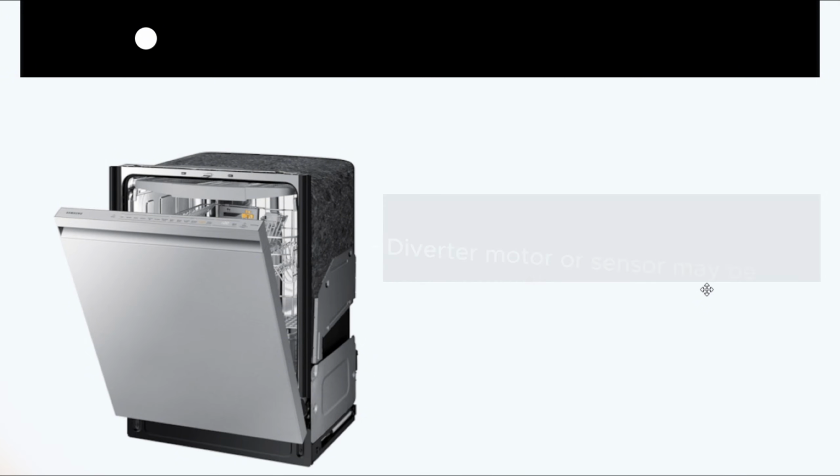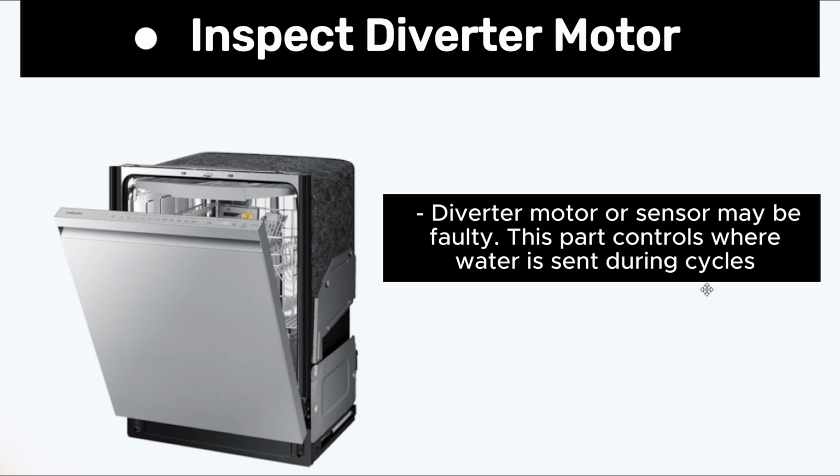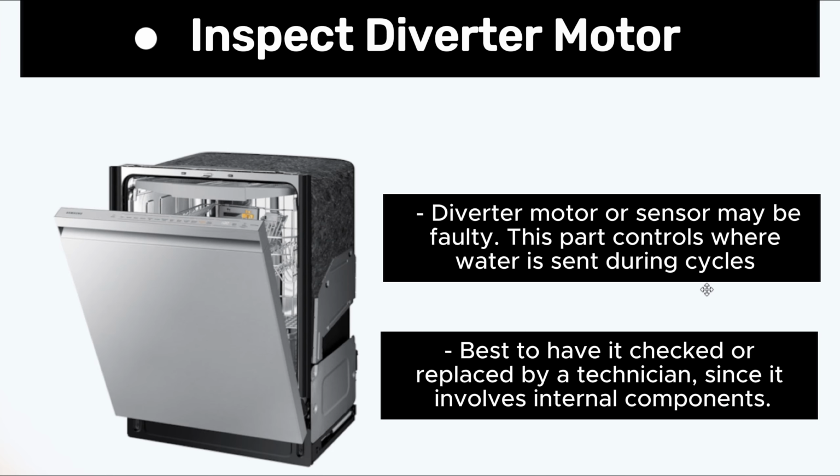And finally, you can try inspecting the diverter motor. This is a little bit advanced, but if the error does persist, the diverter motor or sensor may be faulty. The part controls where water is sent during cycles, and at this point, it's best to have it checked or replaced by a technician. If you're not an expert, try avoiding doing it by yourself to avoid any further issues.